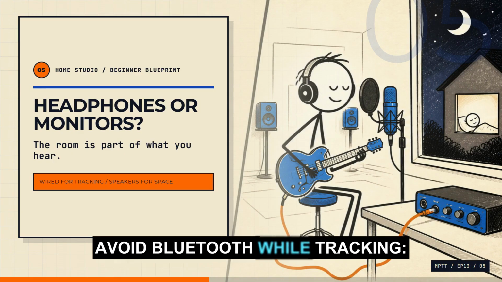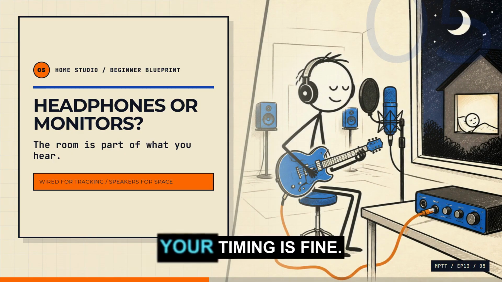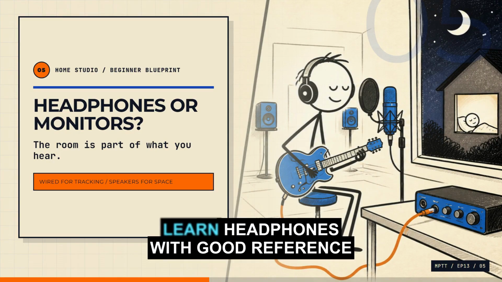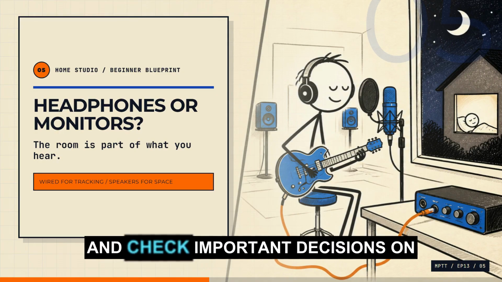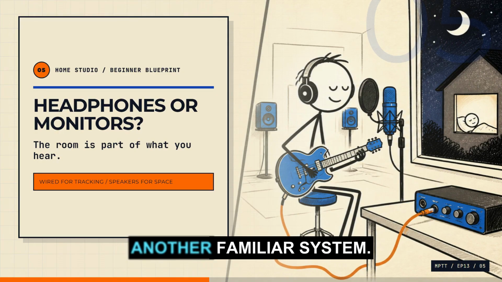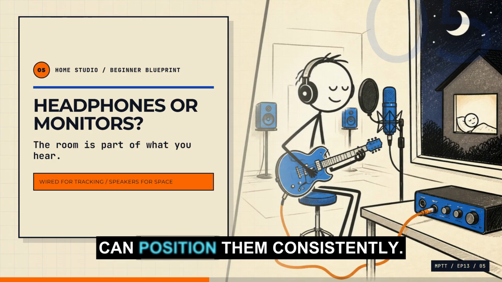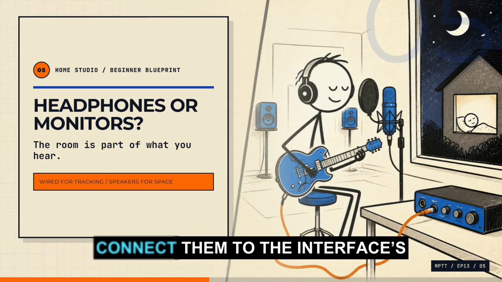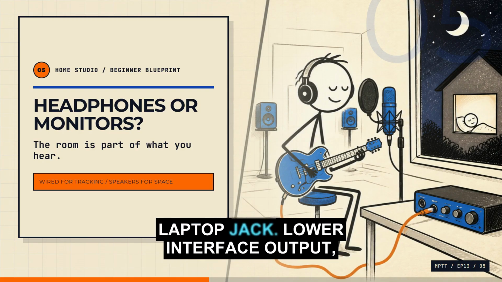Avoid Bluetooth while tracking. Wireless delay can make a performance feel late, even when your timing is fine. Learn headphones with good reference tracks, use moderate levels, and check important decisions on another familiar system. Monitors become valuable when you can position them consistently. Connect them to the interface's line outputs, not a random laptop jack.